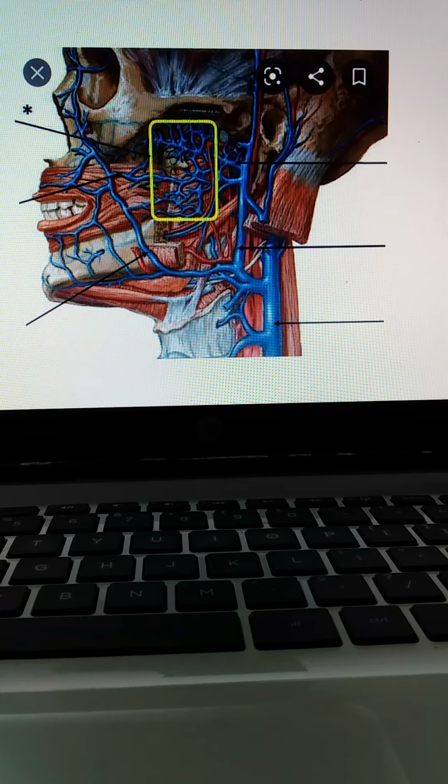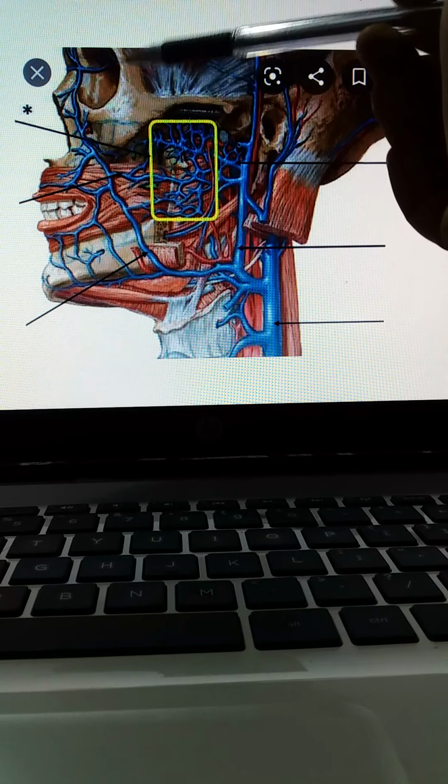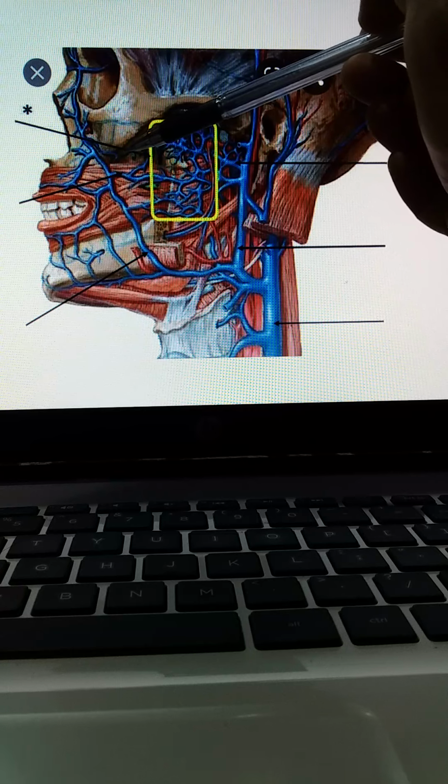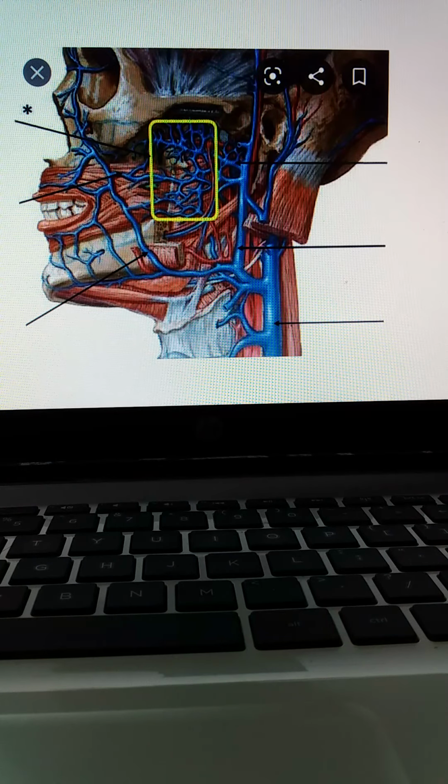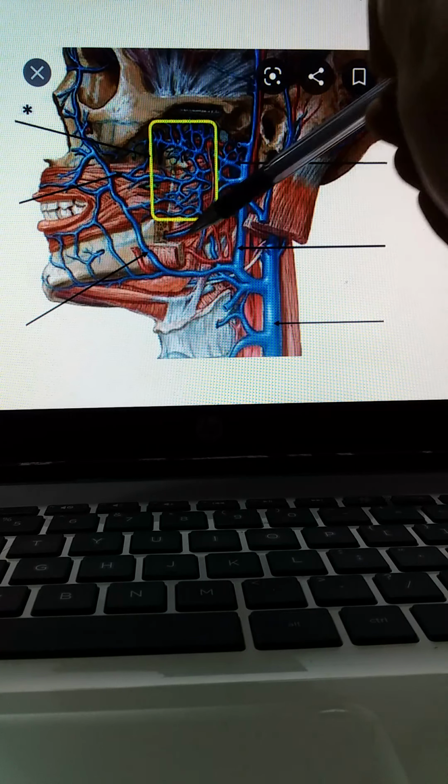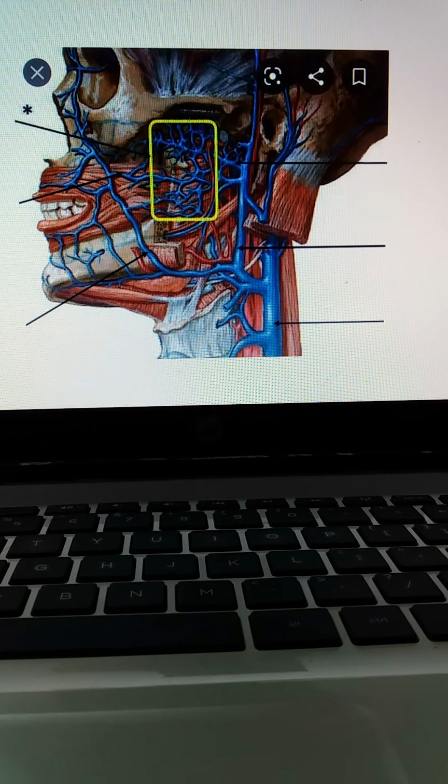This plexus communicates with the inferior orbital vein through here. It will even communicate with the cavernous sinus and with the facial vein. It will communicate with the inferior orbital vein, with the cavernous sinus, and with the facial vein. Thank you.